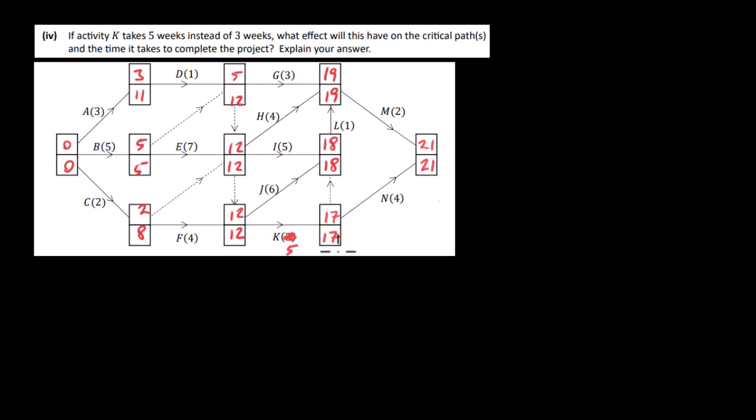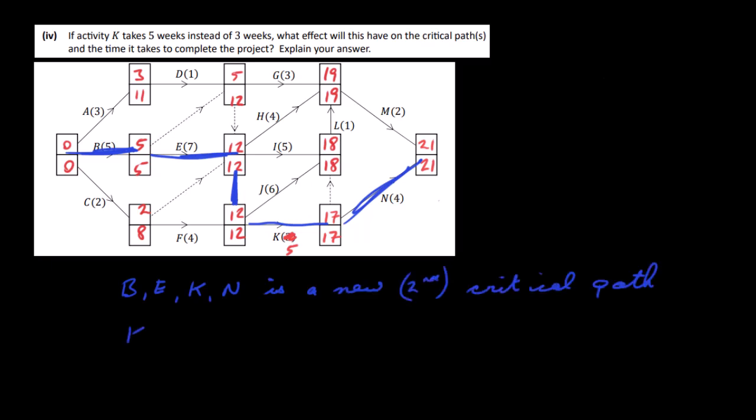So really what's changed is this node here. And what it means is we now have another critical path. So what will happen here is we'll go out along this way, out along this way, we can come down here now, and then if we add 5 to 12 we'll get 17, so that means K is now a critical activity. And also if we move out along this way, 17 plus 4 will give us 21, so this is our new critical path here. What will happen then is that B, E, K, N is a new second, if you like, critical path, and you can see then that K and N become critical activities.